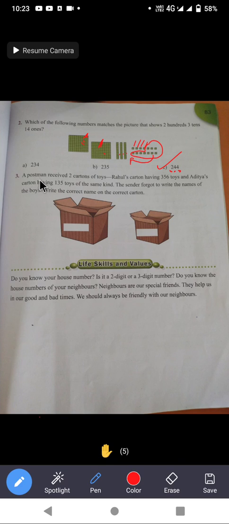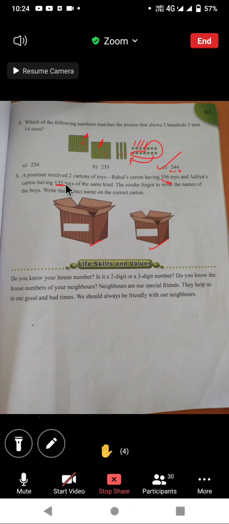Now come to question number 3. A postman received 2 cartons of toys. 1 carton, second carton. Rahul's carton has 356 toys and Aditya's carton has 135 toys of the same kind. The sender forgot to write the names of the boys. Here you have to write the correct name on the correct carton.